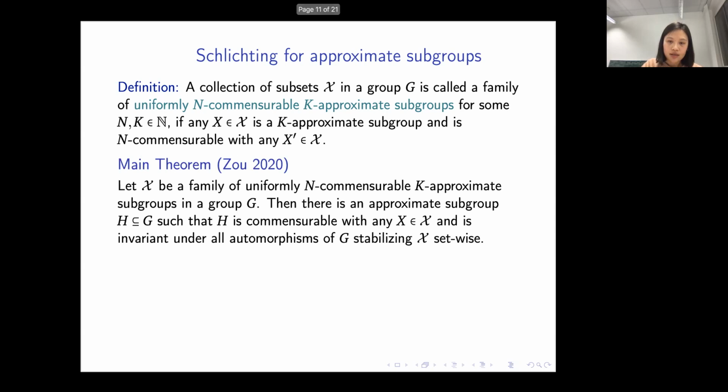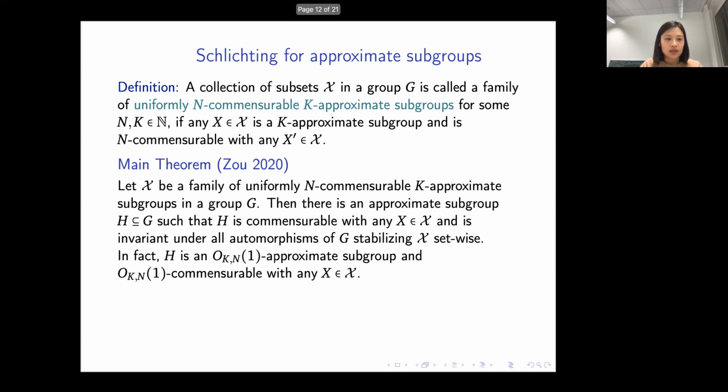And the main theorem is what we expected. The canonical object exists. So let X be a family of uniformly n-commutable K-approximate subgroups in a group G. Then there is an approximate subgroup H in G such that H is commutable with any approximate subgroup in this family, and it is invariant under all automorphisms of G stabilizing X setwise. And in fact, H will be an O_{K,n}(1)-approximate subgroup and O_{K,n}(1)-commutable with any subset in the family.